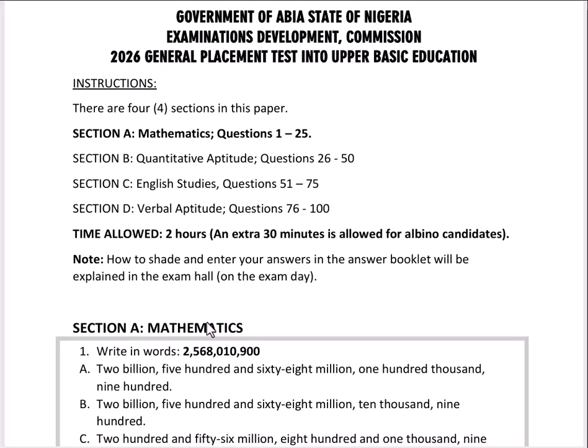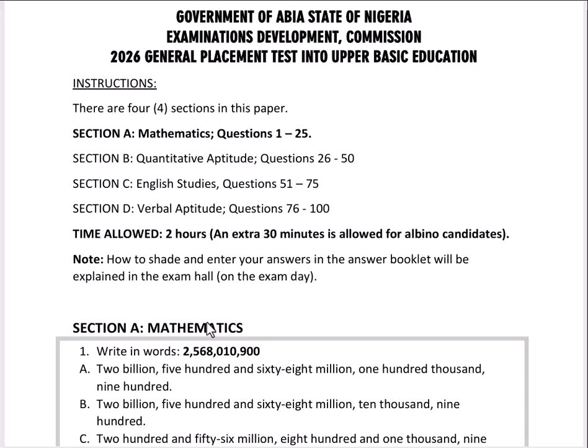Today we'll be solving common entrance past questions for 2026. That's the just concluded exam. Okay, Abia State, Nigeria, Examination Development Commission 2026 General Placement Test into Upper Basic Education. So these are for those going into junior secondary school.